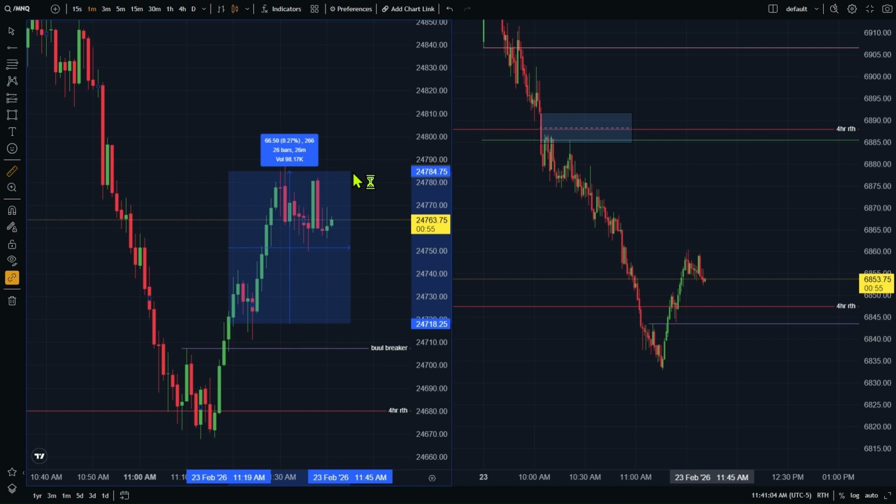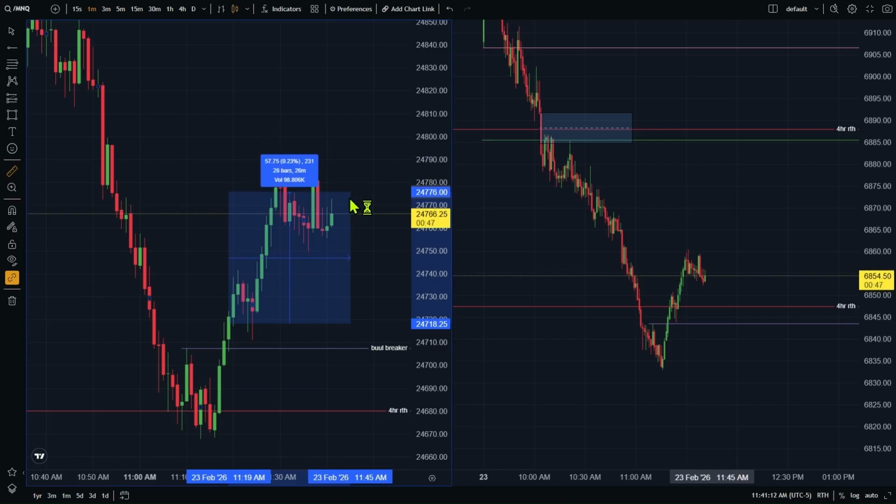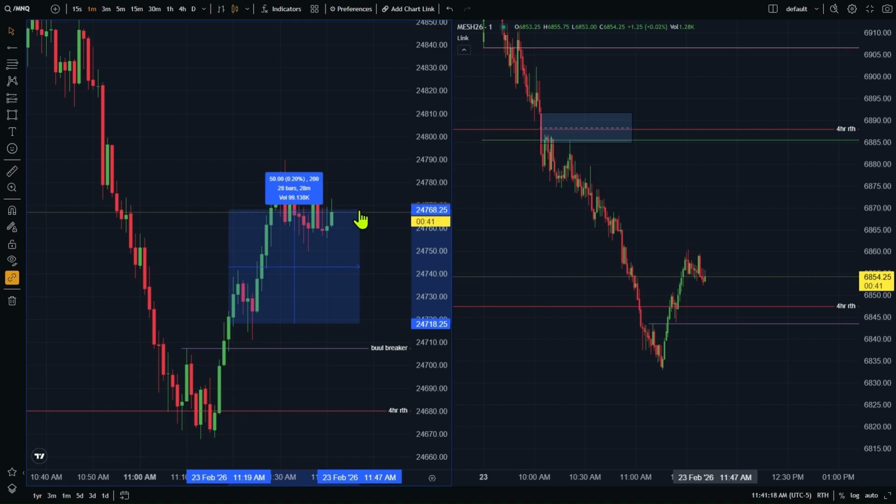And even to where we are now, if I just killed it, that's 63 points up to there, 71 points. If we just killed it right in the middle of that range, that's 50 points. It's $100 on one micro. That's pretty good return.